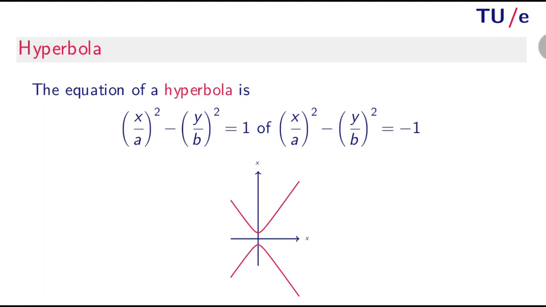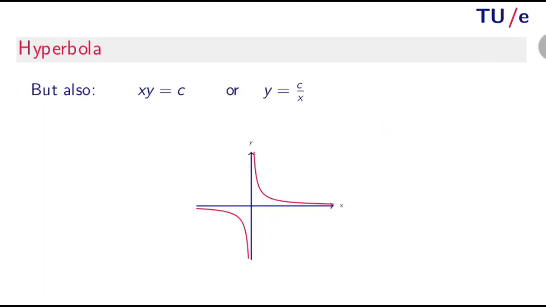A hyperbola can be described by a formula of the form (x/a)^2 - (y/b)^2 = 1. Or, of course, switching the roles of x and y, by (x/a)^2 - (y/b)^2 = -1. Such a hyperbola is also given by an equation of the form xy = some constant, or y = c/x. This might be more familiar to you.